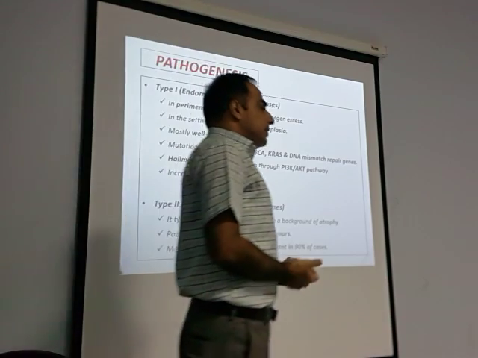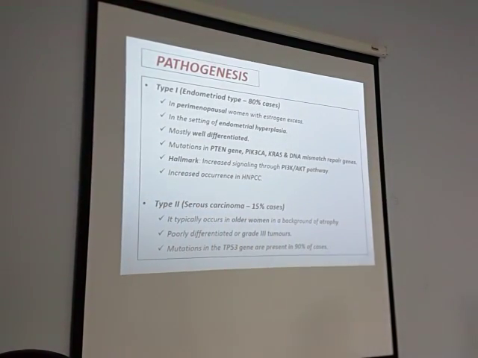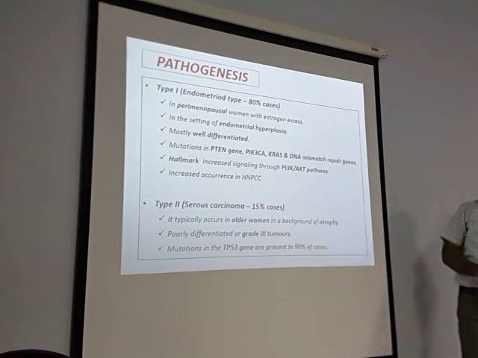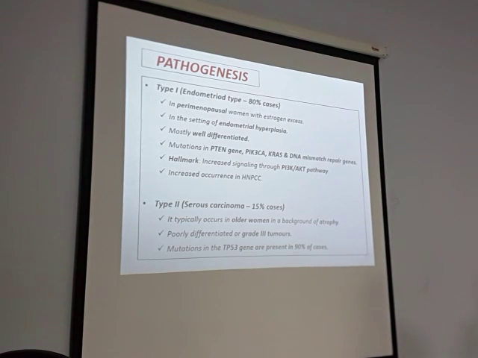So pathogenesis means it can occur in older women, which is the serous variety, or in younger women or perimenopausal women, which is the endometrioid type. And the difference is here P53, here the other genes, PTEN and DNA mismatch repair, and the hallmark is signaling through PI3K.